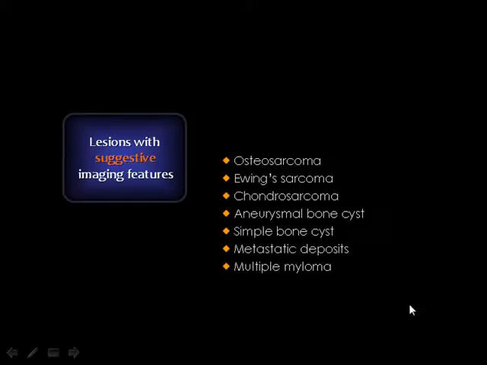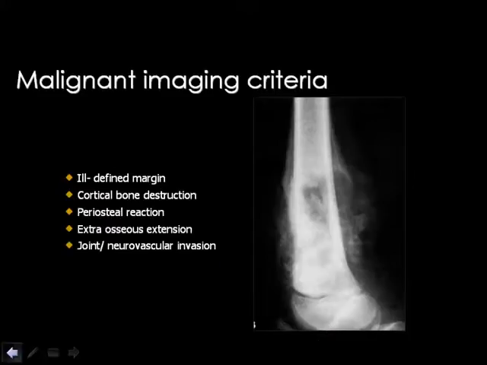These were the first group, where if you look at the X-ray or the CT, you can easily reach the diagnosis. Then came the lesions with suggestive imaging criteria: the osteosarcoma, Ewing sarcoma, chondrosarcoma, aneurysmal bone cyst, simple bone cyst, metastatic deposits, and multiple myeloma. We start first with the malignant criteria.